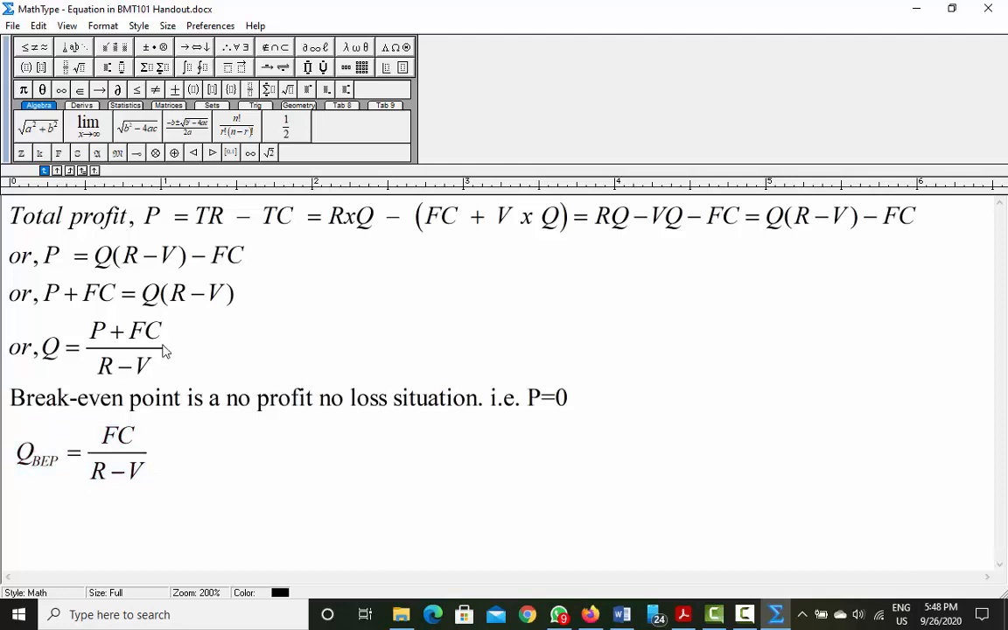So in the exam you just remember this formula. If you remember this formula, you can do all the problems. If you want to find out the break even quantity, P will be 0, that means P will no longer be there. So break even quantity will be FC, that means fixed cost, divided by R minus V.